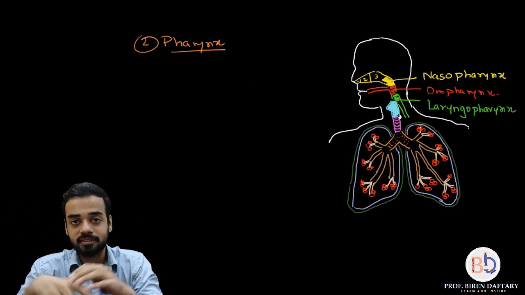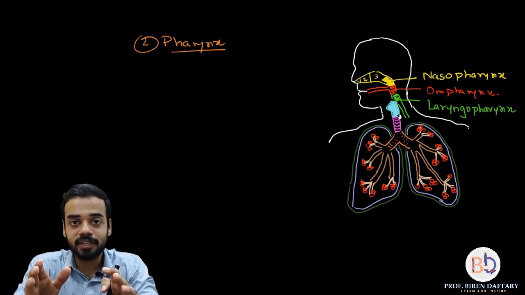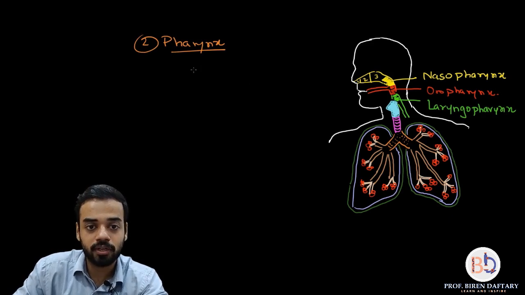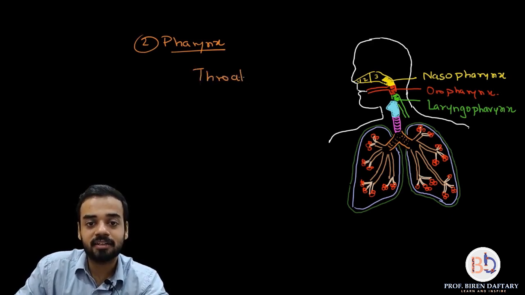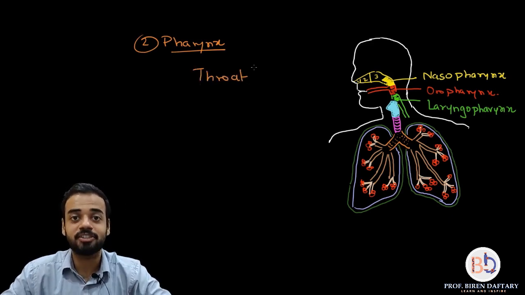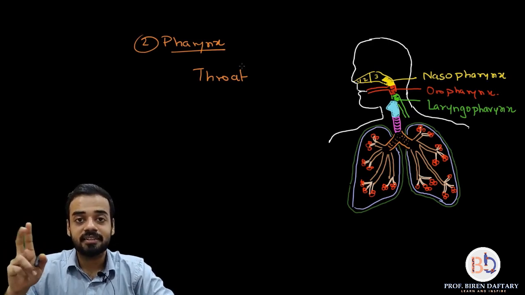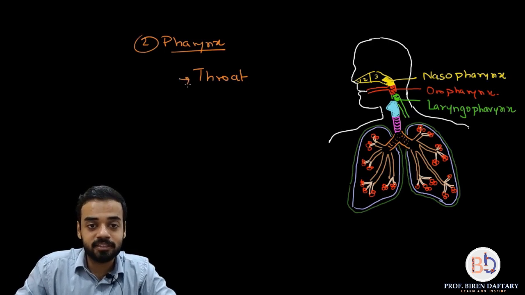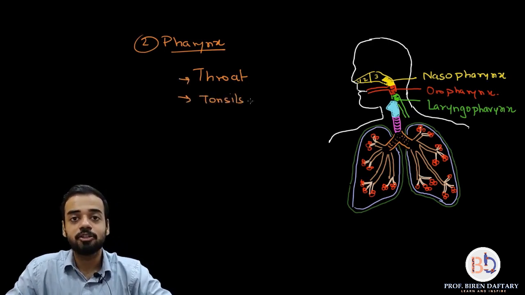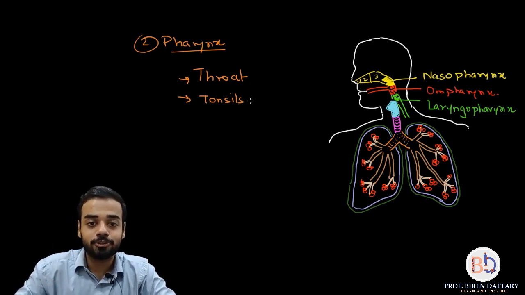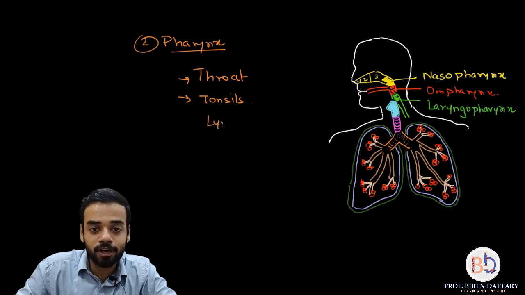Now there are certain things which you need to remember in the pharynx. Pharynx is also called the throat. We say that there is a throat infection or a cough, so throat is your pharynx. Now in the pharynx there are certain structures present which are called tonsils. Everybody knows what tonsils are. Tonsils get inflamed or swollen during infection. Tonsils are basically lymphoid organs.